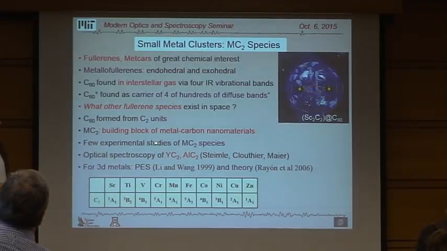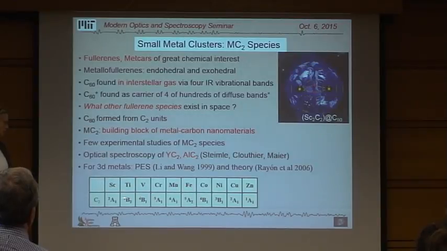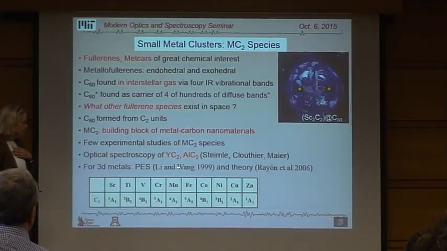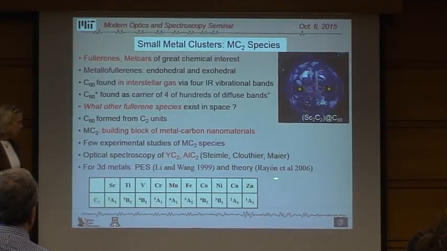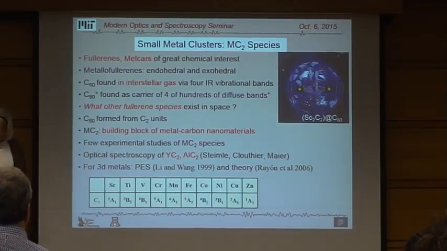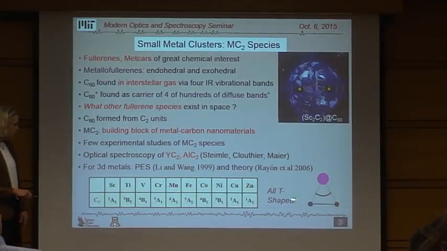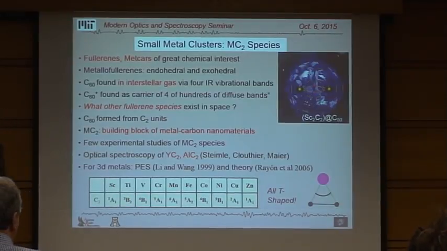Okay, but if you look, there are very few spectroscopic studies of MC2 species, and nothing for the 3D transition metals. There's been optical spectroscopy on YC2, that's a 4D metal, and AlC2 by people like Tim Steimle, Dennis Cloutier, and John Meyer. For the 3D metals, the only spectroscopic work is photoelectron spectroscopy, and there's theory by Rayon and collaborators, and they predict that in the 3D metal series, all the molecules, when you put a metal over C2, end up with a T-shaped structure. And there are the various predicted electronic ground states.